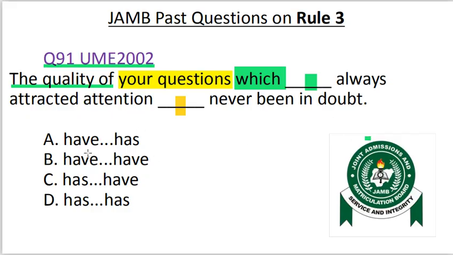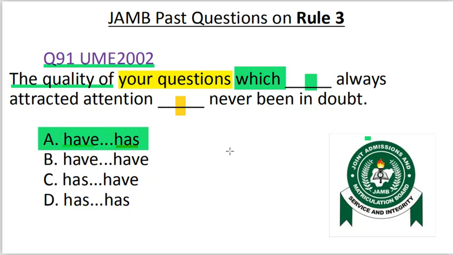Have, remember, have is a plural verb, while has is a singular verb. So, the verb that comes immediately after the relative clause is going to be plural, that is have, while the second verb is going to be singular, that is has. And which option goes with that? Option A. The quality of your questions, which have always attracted attention, has never been in doubt.